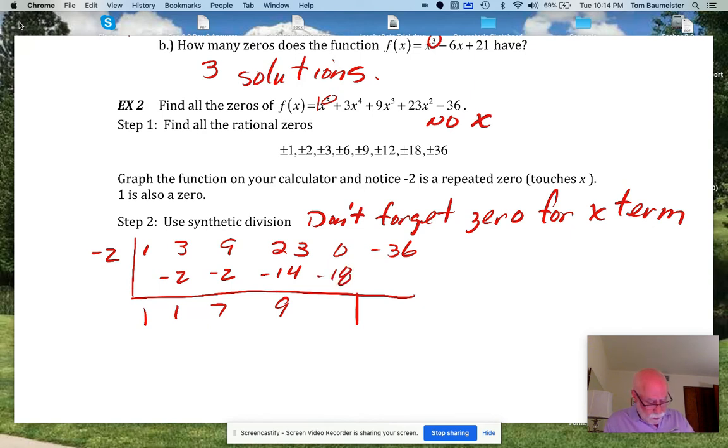0 plus a negative 18 is negative 18. And negative 2 times a negative 18. Negative times a negative is a positive. So again, we have a 0. And again, that is what we expected.